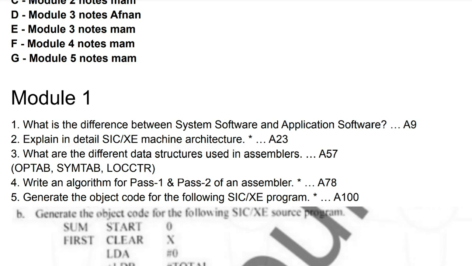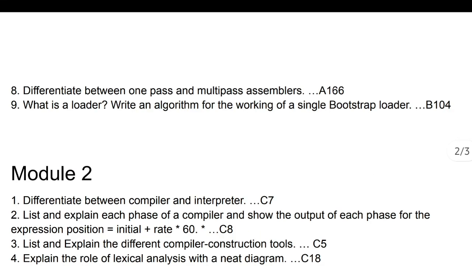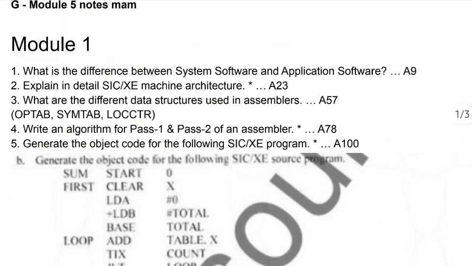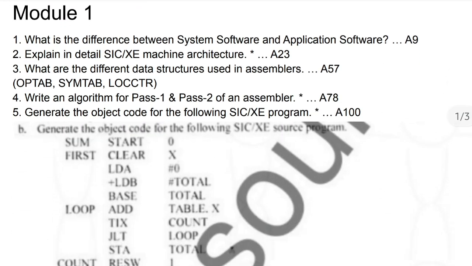In module 1, let me give you a brief overview of how many questions there are. There are totally 9 questions in module 1, and among them the super important ones are 4 to 5 questions. Let's get started and go through briefly the key concepts you need to keep in mind before approaching the exam.